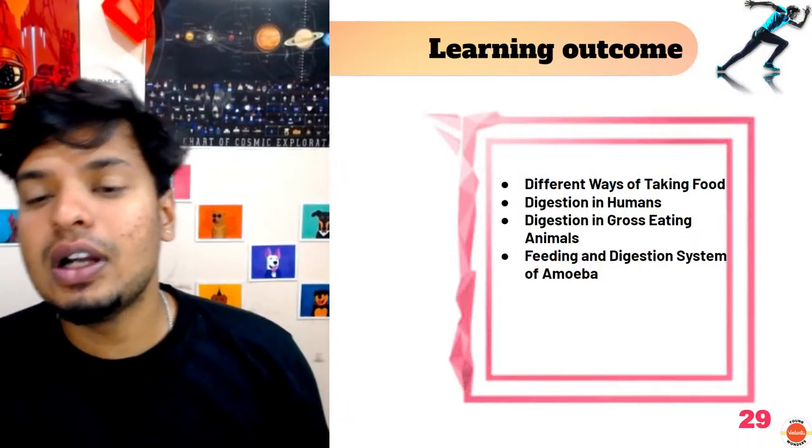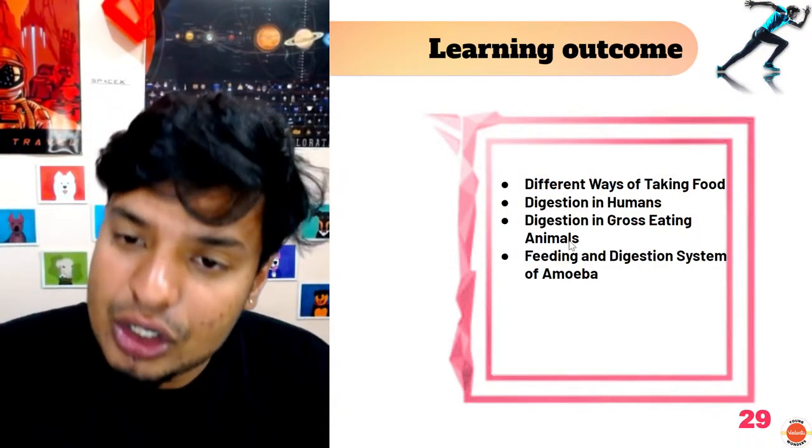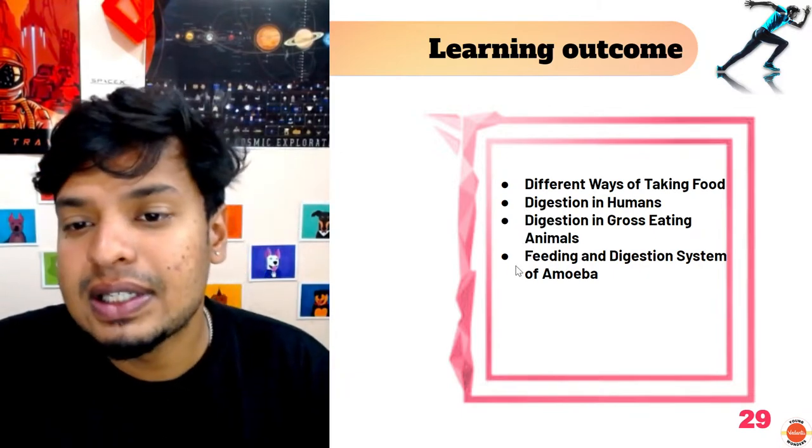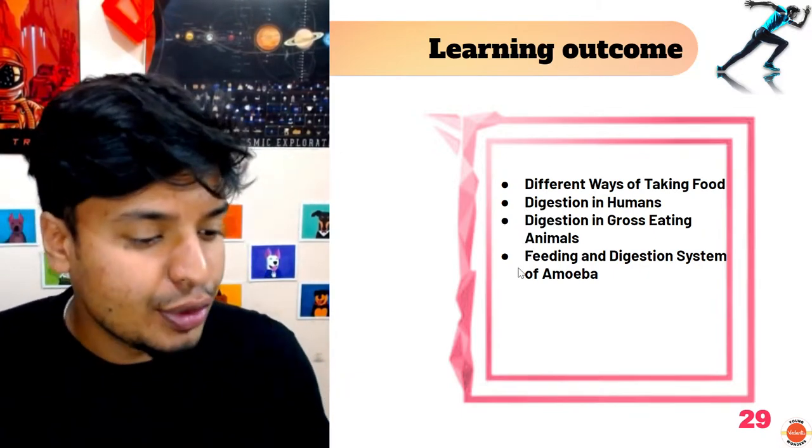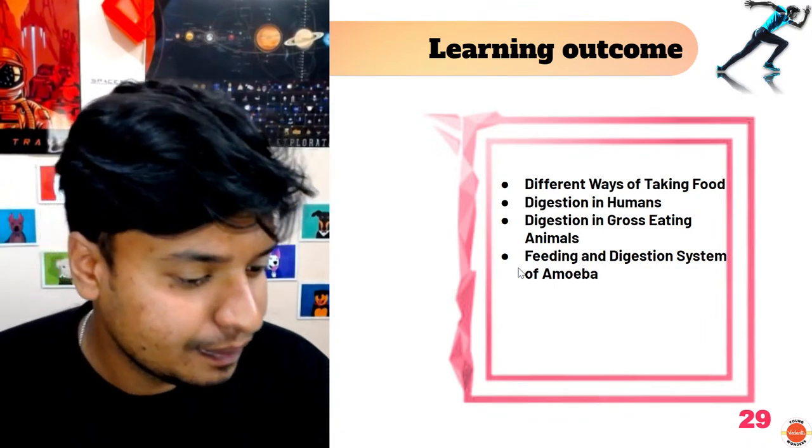Okay. Now guys, we learned about different ways of taking food, digestion in humans, digestion in grass-eating animals, feeding and the digestive system in amoeba. So now we'll go for a quiz, guys.